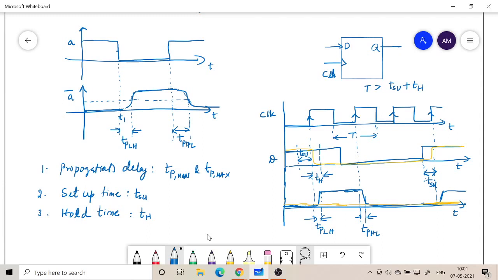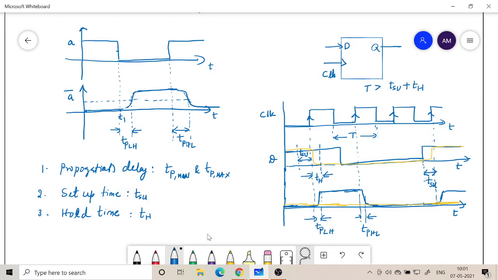So there should be a time for which the output is allowed to be kept even after the clock edge is gone, that is hold time. And then suppose the next edge is coming, and we need to maintain that at least for another setup time. So the frequency cannot be more than 1 by this TSU plus TH. So T should be greater than this.